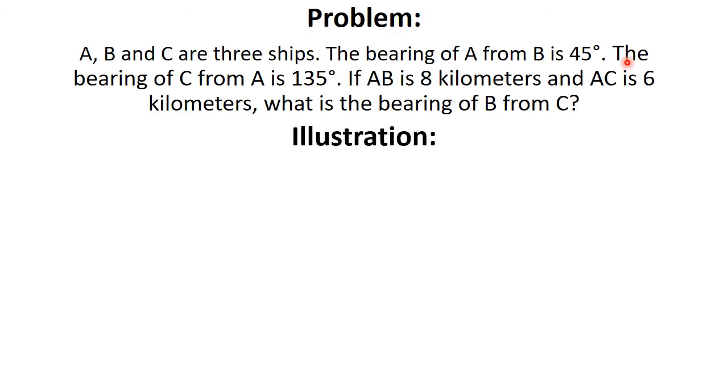Following our usual steps, we now start with our illustration while reading the problem part by part. A, B, and C are three ships. Given this sentence, we cannot draw yet. We just put in mind that we expect 3 points in our illustration. The bearing of A from B is 45 degrees.